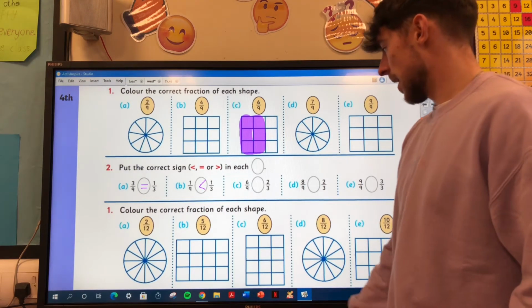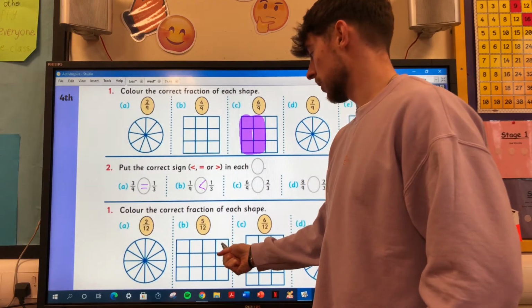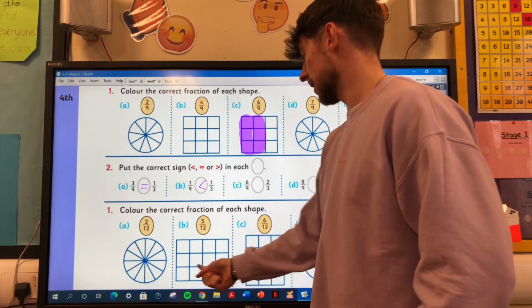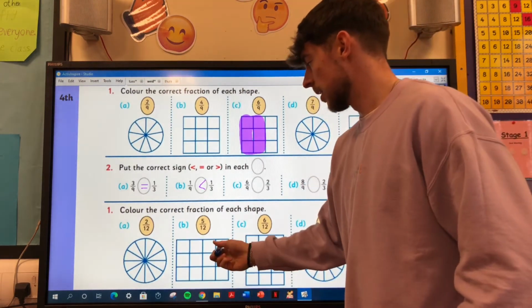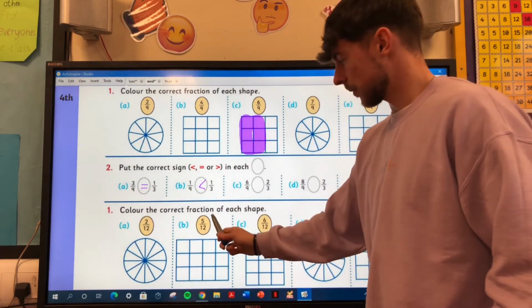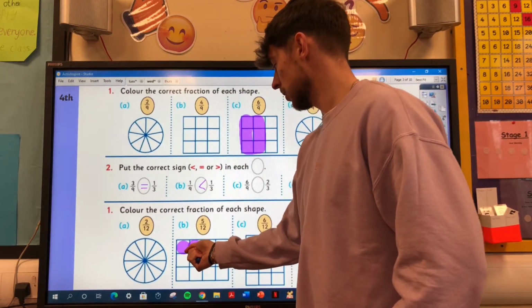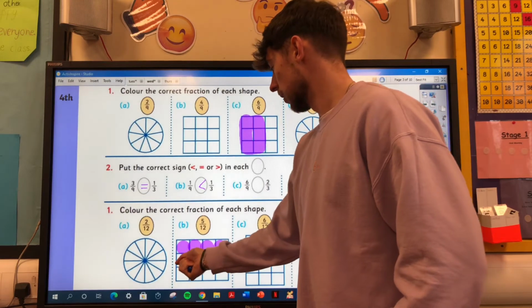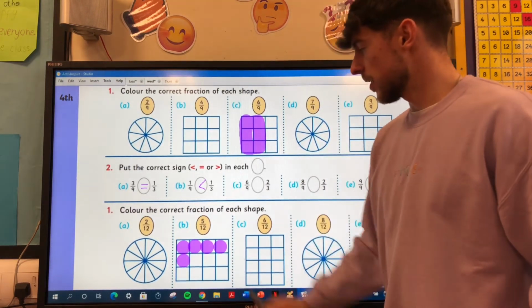Okay, so 5/12. So we're going to count out 1, 2, 3, 4, 5, 6, 7, 8, 9, 10, 11, 12. So there's 12 boxes. How many do we have to colour in? 5, alright? So it's colour in 5. So 1, 2, 3, 4, 5. Right? Simple, right? Colour in 5 boxes out of 12.